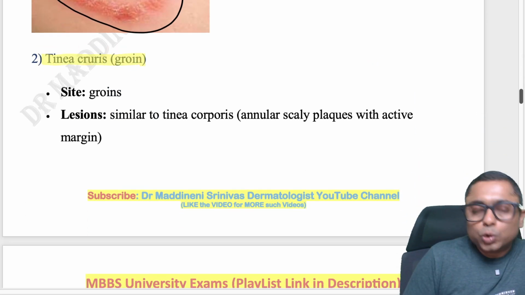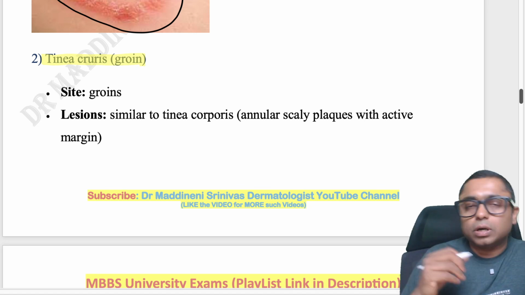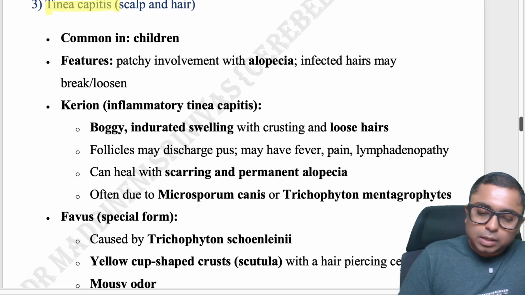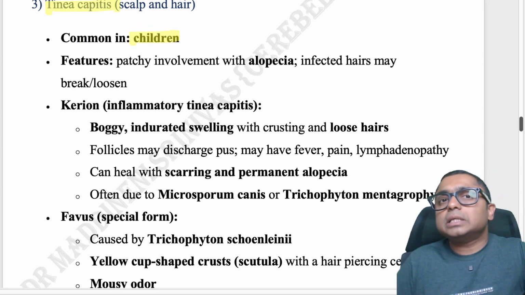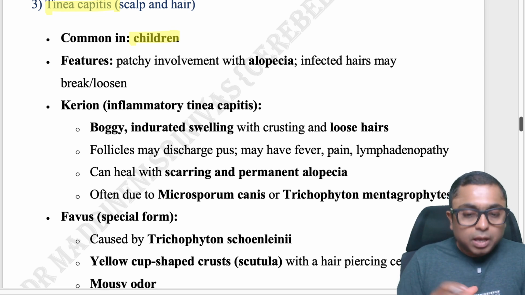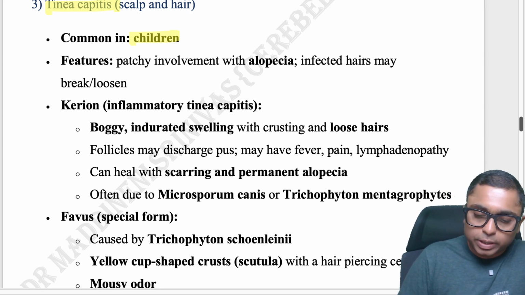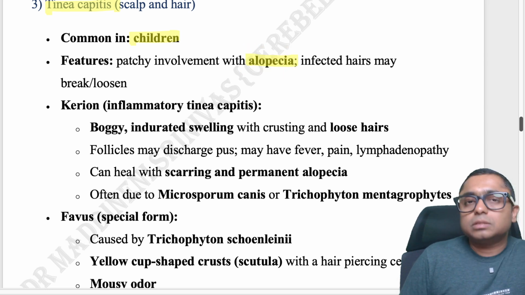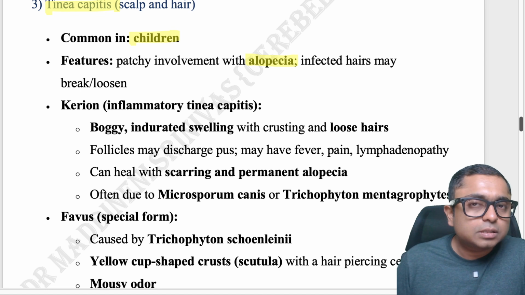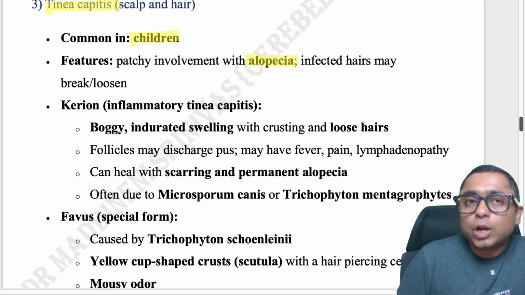Next, tinea cruris. If the same type of morphological lesion is present in the groin, we call it tinea cruris, right? So next is tinea capitis. Remember, tinea capitis is commonly seen in children, whereas the rest of the tinea are also seen in adults. Tinea capitis is very common in the childhood age group. And children are going to have not only the infection due to the fungus, but also a problem, that is the hair loss, which is called alopecia.